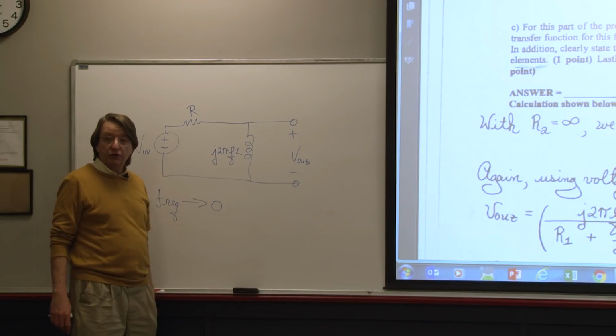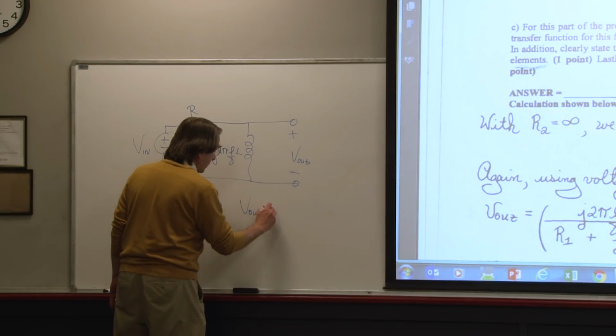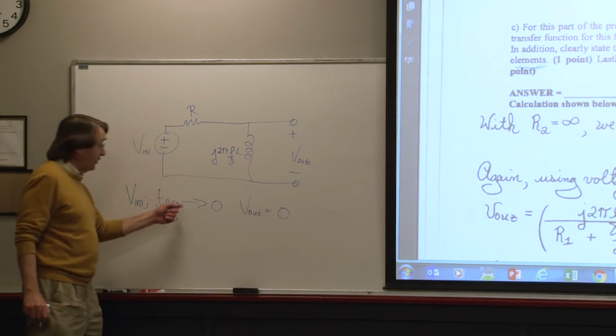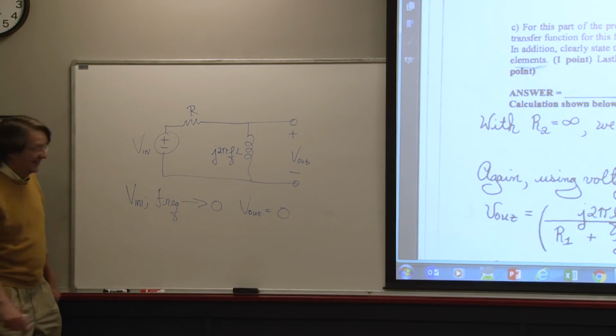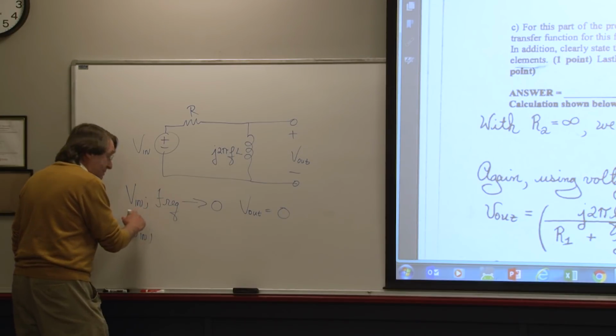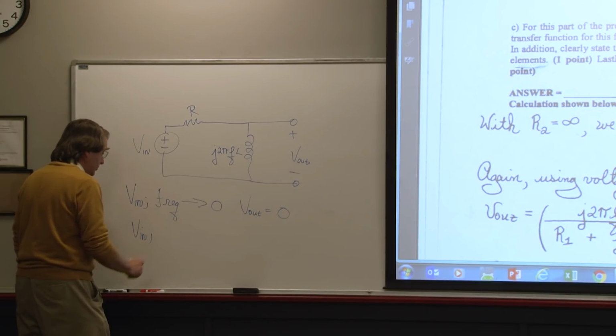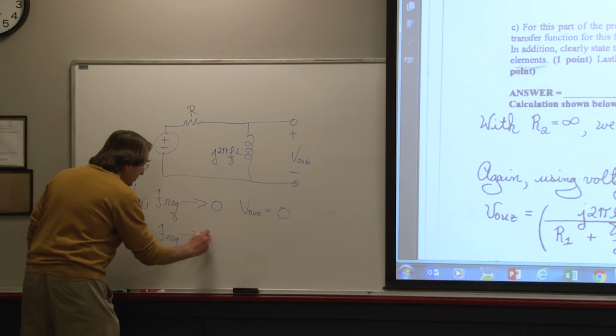What's the voltage across a short circuit? 0. V out equals 0. So as f goes to 0, the input frequency goes to 0, V out is 0. Now, V in, let the frequency approach infinity.